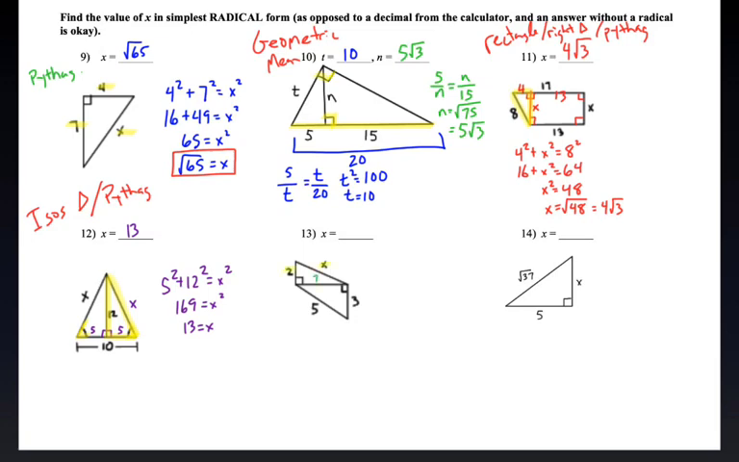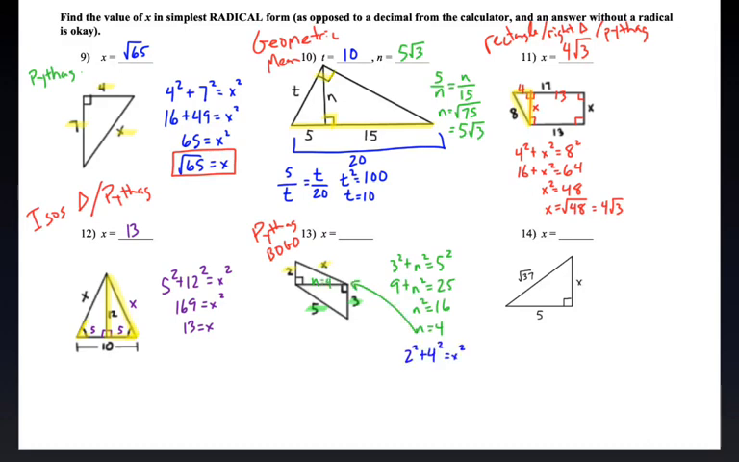Number 13. I got two triangles. The one that involves x only has one side. I don't know the third. The other triangle, I know two, and I can find the third. So I'm going to call that third side n. Buy one, get one free, Pythagorean theorem. 3 squared plus n squared equals 5 squared. Go solve. N is equal to 4.